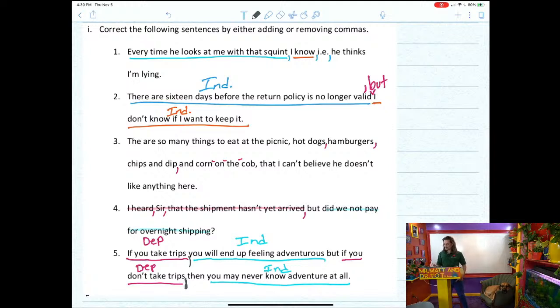And then also, between the overall two clause combinations together, this is kind of a big combination of two different dependent-independent constructions. We need a comma conjunction between the entire two constructions. So this should be, if you take trips, comma, you will end up feeling adventurous, comma, but if you don't take trips, comma, then you may never know adventure at all.